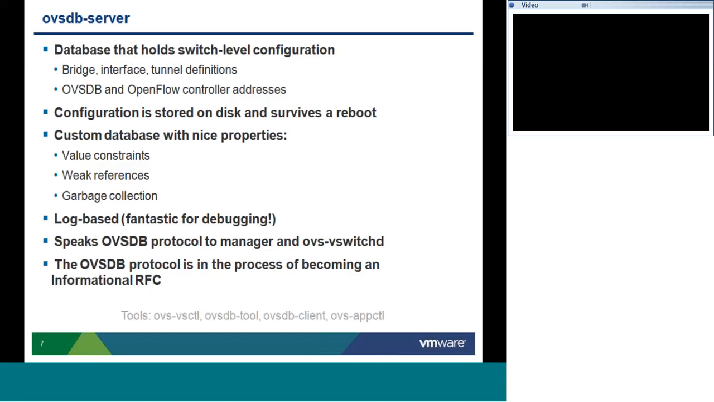It uses this OVSDB protocol, which is available as an informational RFC, and that's how you make changes to the OVSDB. So the remote manager uses OVSDB if it wants to add a tunnel interface. And if you run ovs-vsctl commands, that's just a local OVSDB client that makes a database call out to the OVSDB server.